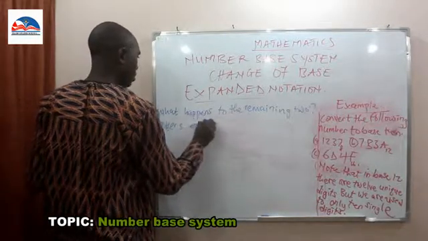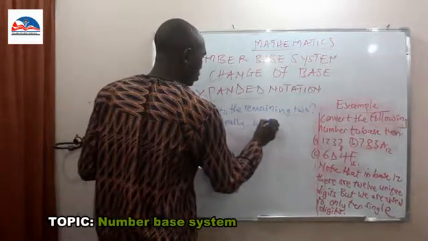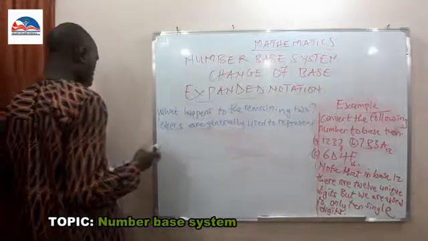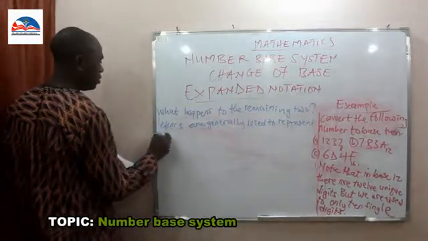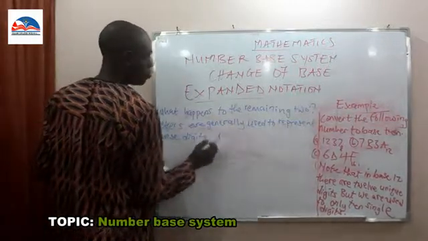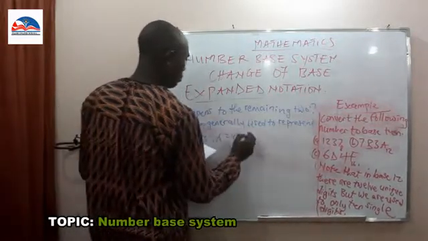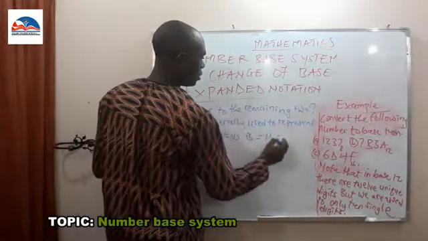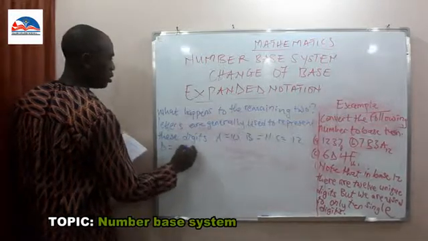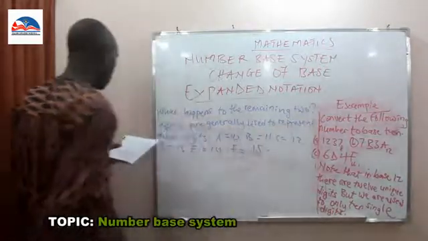Letters are generally used to represent these digits. So we denote A starting from 10, B will be equal to 11, C will be equal to 12, D will be equal to 13, E will be equal to 14, and F will be equal to 15.